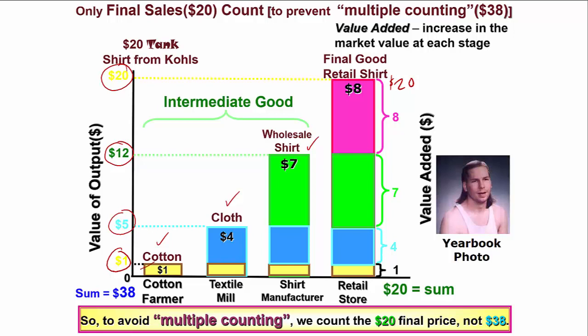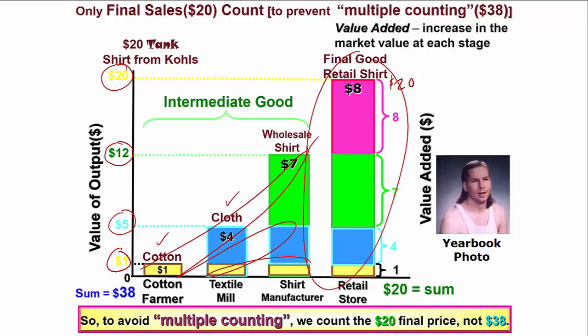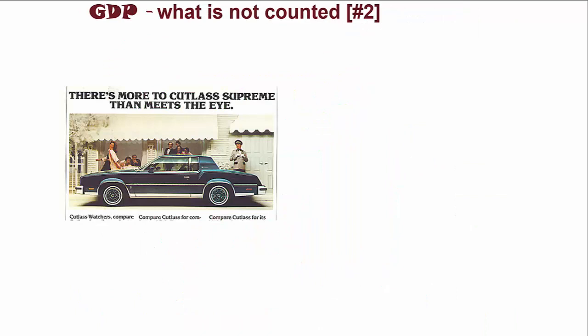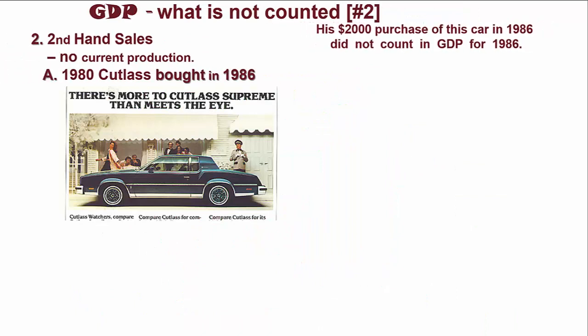And so that's why we can't count all of these intermediate goods. We only count the final good. Okay? Number 2 not counted, secondhand sales.